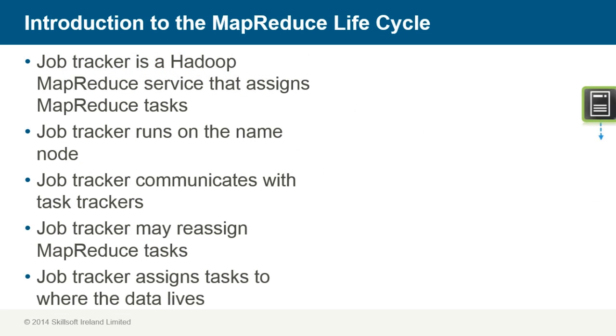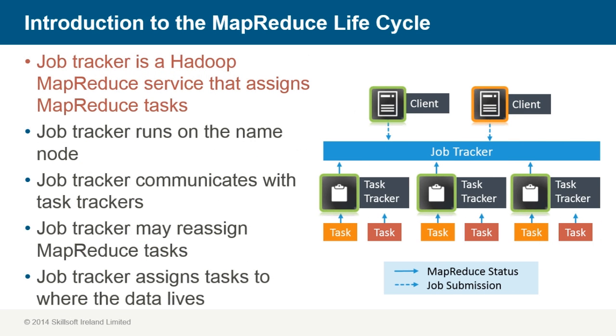The job tracker is a Hadoop MapReduce service that assigns MapReduce tasks to data nodes on the Hadoop cluster. It is initiated by the job client. The job tracker runs on the name node and contains the algorithm that determines which data node receives which processing portion of the MapReduce job.